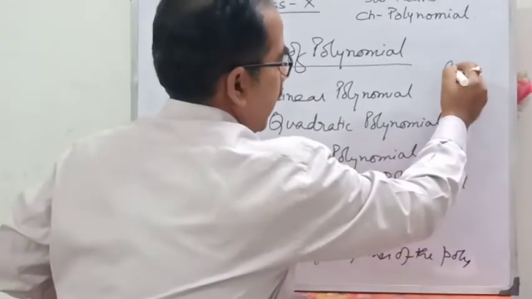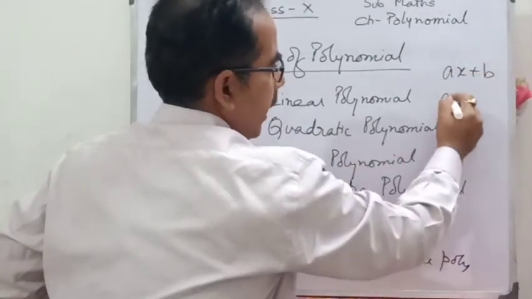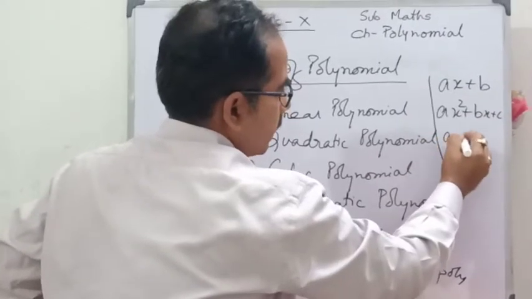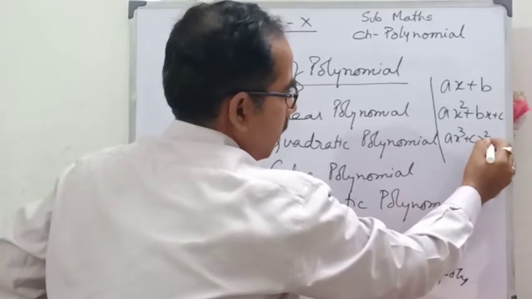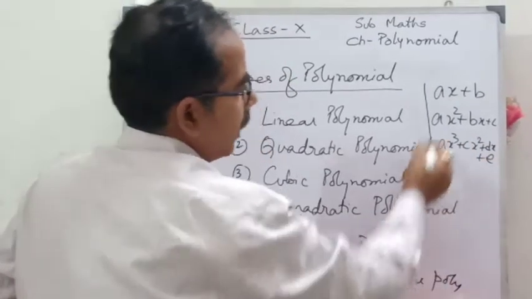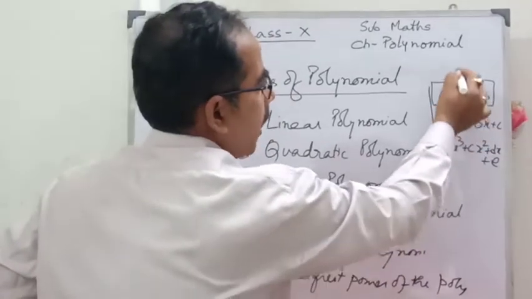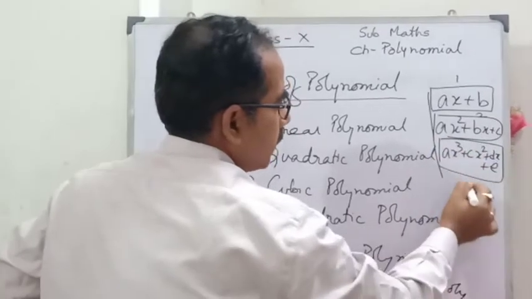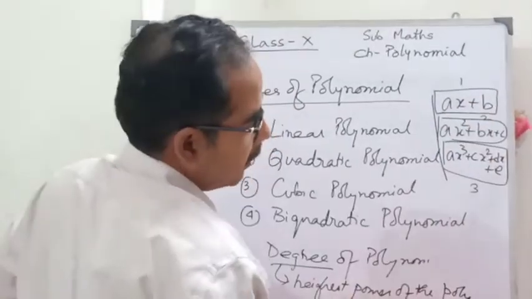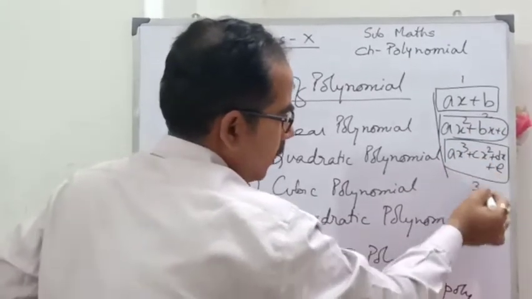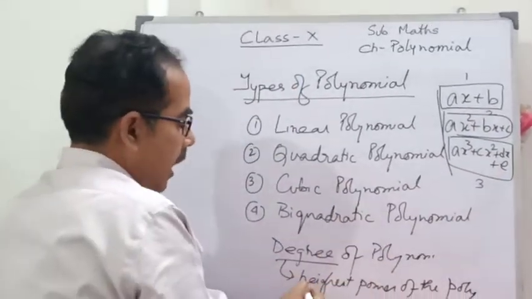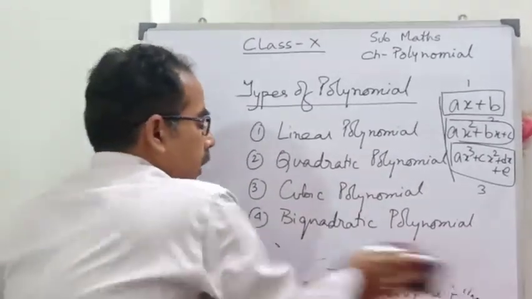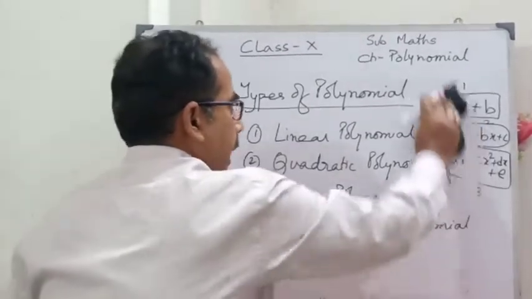Suppose I am writing ax plus b, ax square plus bx plus c, or I am writing ax cube plus cx square plus dx plus e. So look here. Here the highest power of x is 1. Here the highest power of x is 2. Here the highest power of x is 3. So the degree of the first one is 1, the degree of the second one is 2, the degree of the third one is 3. So degree means nothing but the highest power of the polynomial. So degree is clear.